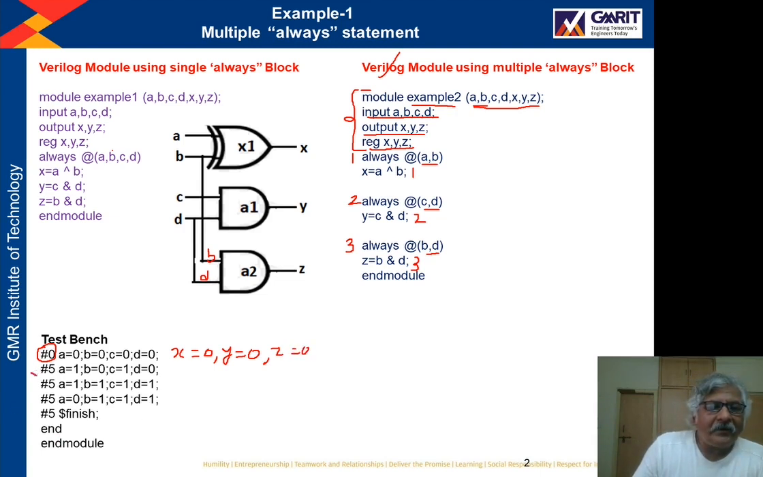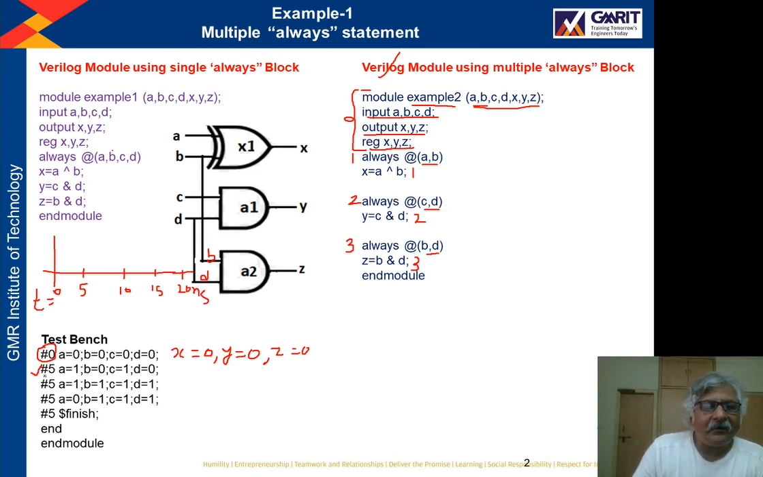Now let us assume at 5 ns, right? So see, suppose this is the simulation time t. T is equal to 0. This is 5 ns. This is 10 ns. This is 15 ns. And this is 20 ns. These are the times of the simulation.